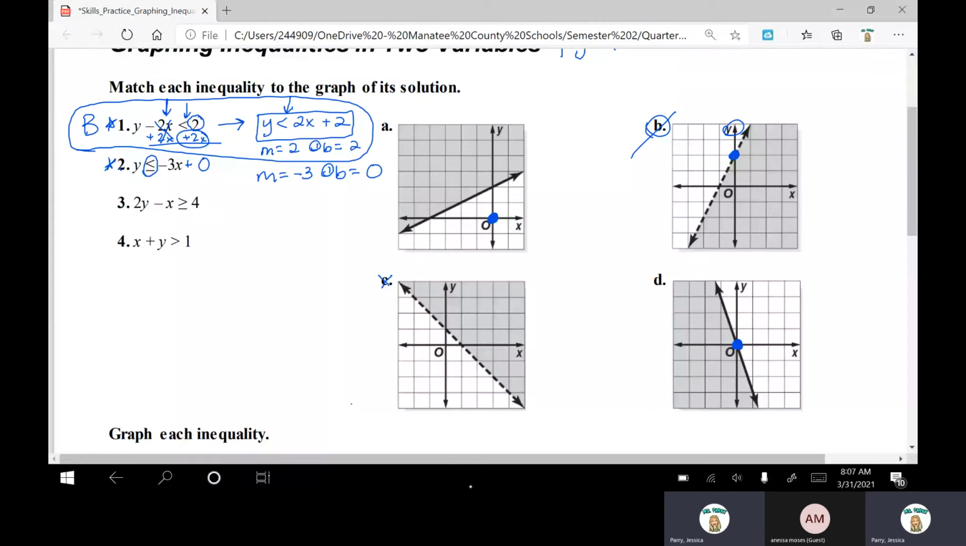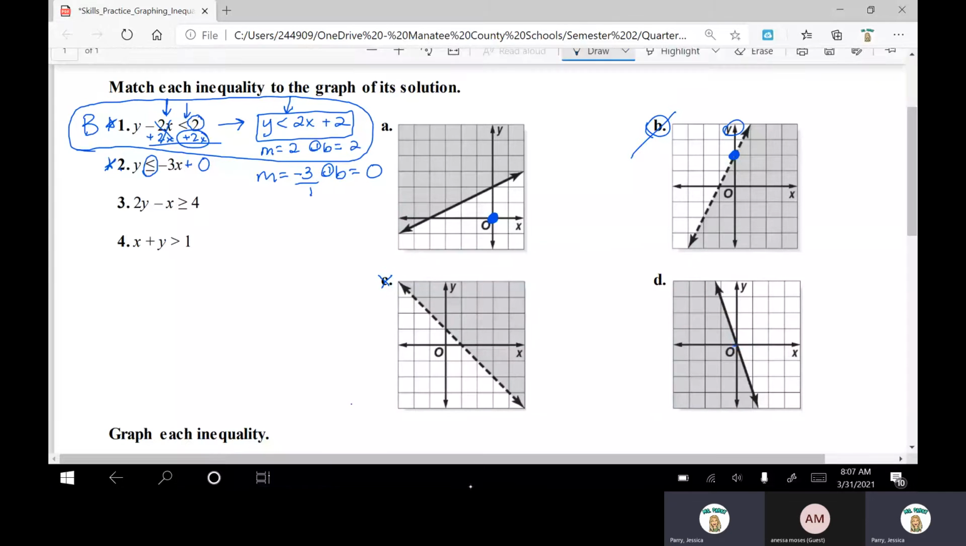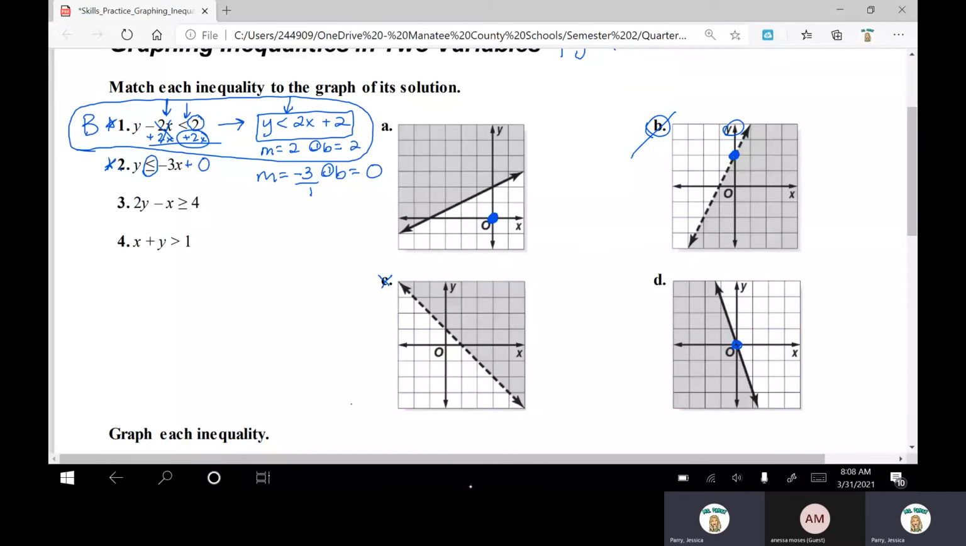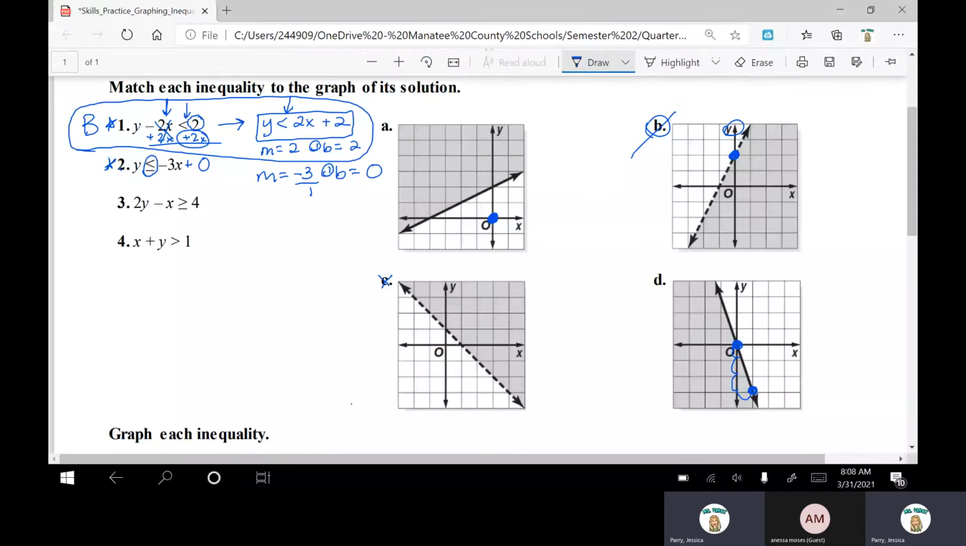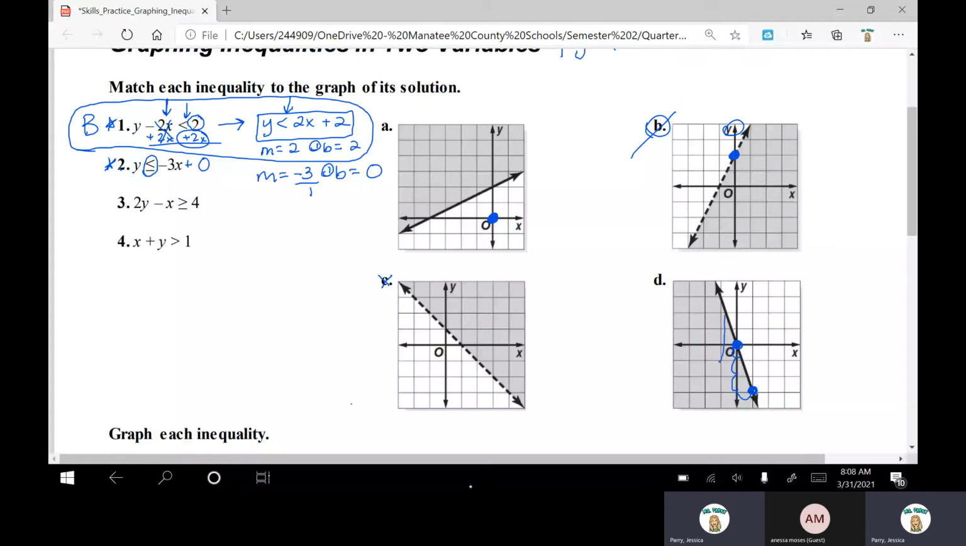Slope is -3 over 1. Go down. Whoops. Here's your y-intercept. Go down 1, 2, 3 to the right 1. And it is good. Less than or equal to means you shade below. So perfect. Number 2 is D.